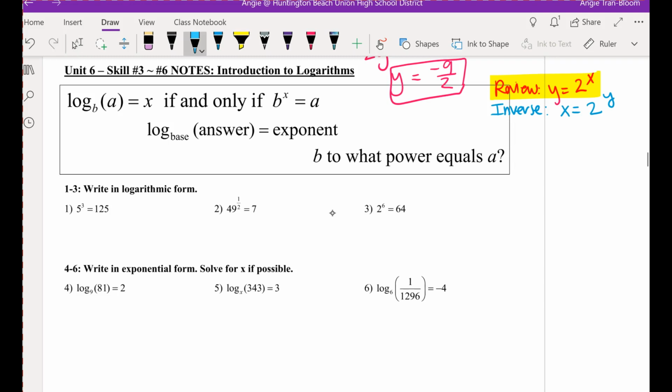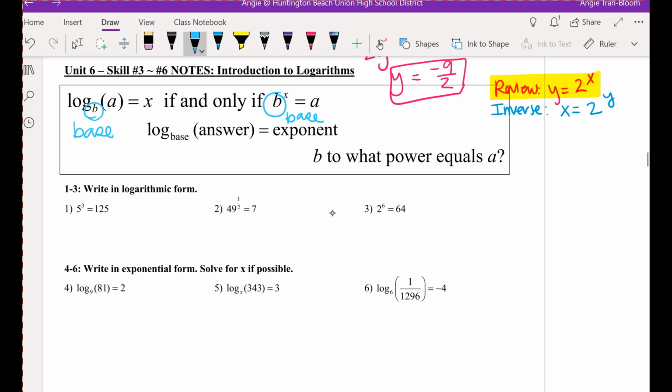So look at the base. What's the base over here? Your base is b. What is the base in log? It has to also be b. So the base in log is the same base as in exponential. These two are equivalent to each other.